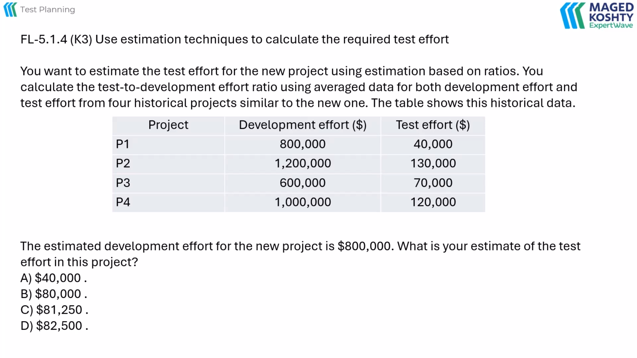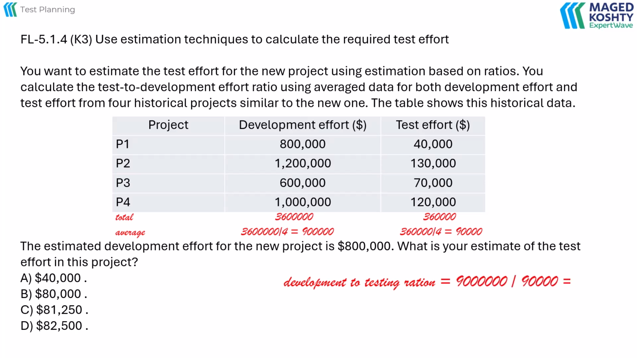The total development effort is $3,600,000 and the average is $900,000. Same thing for the testing effort. The total testing effort is $360,000 and the average is $90,000. The ratio of the development effort to the test effort is 900,000 divided by 90,000 equals 10. So if the development effort in the new project is 800,000, then the expected testing effort will cost 800,000 divided by 10 equals 80,000. Which maps to option B.